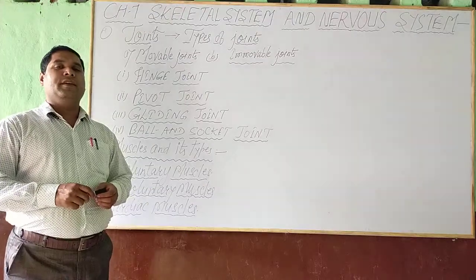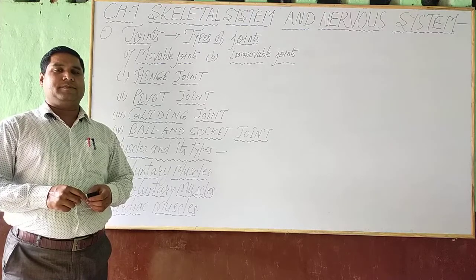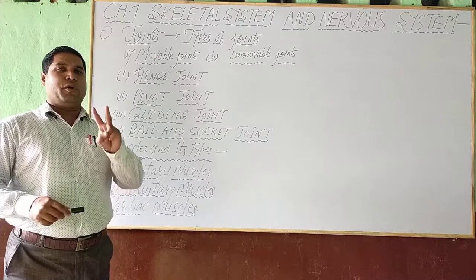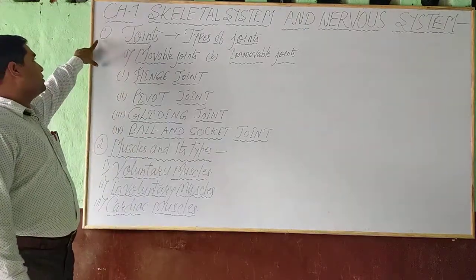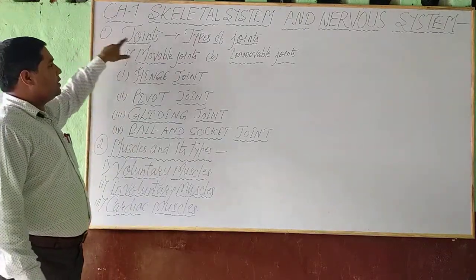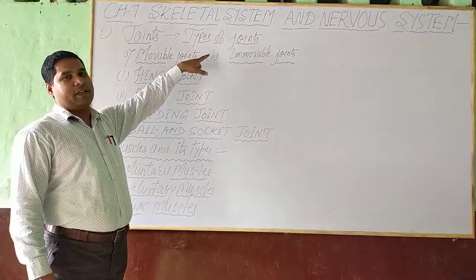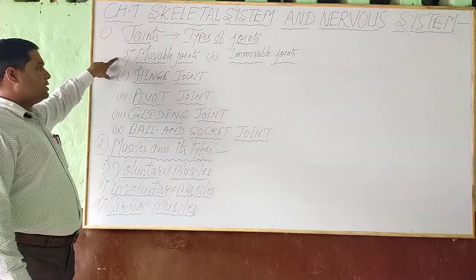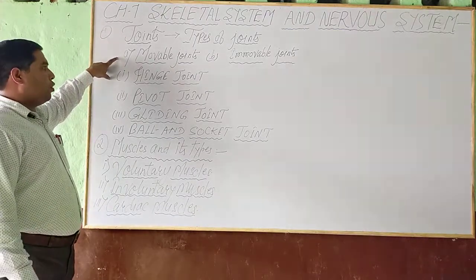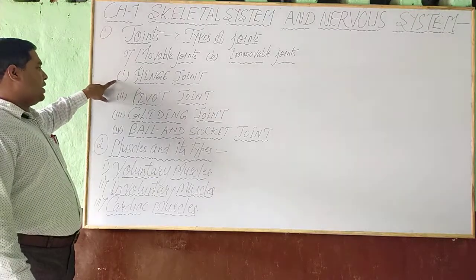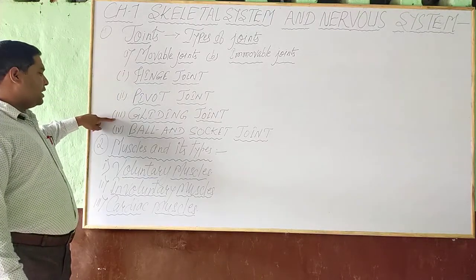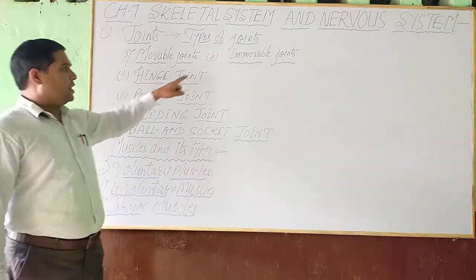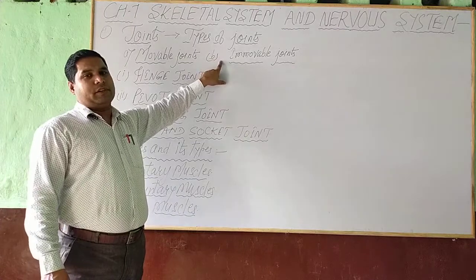I am going to continue chapter 7, and in this video I am going to explain 2 points. First is joint, type of joint. I will explain movable joint and type of movable joint: hinge joint, pivot joint, gliding joint and ball and socket joint, whereas immovable joint.